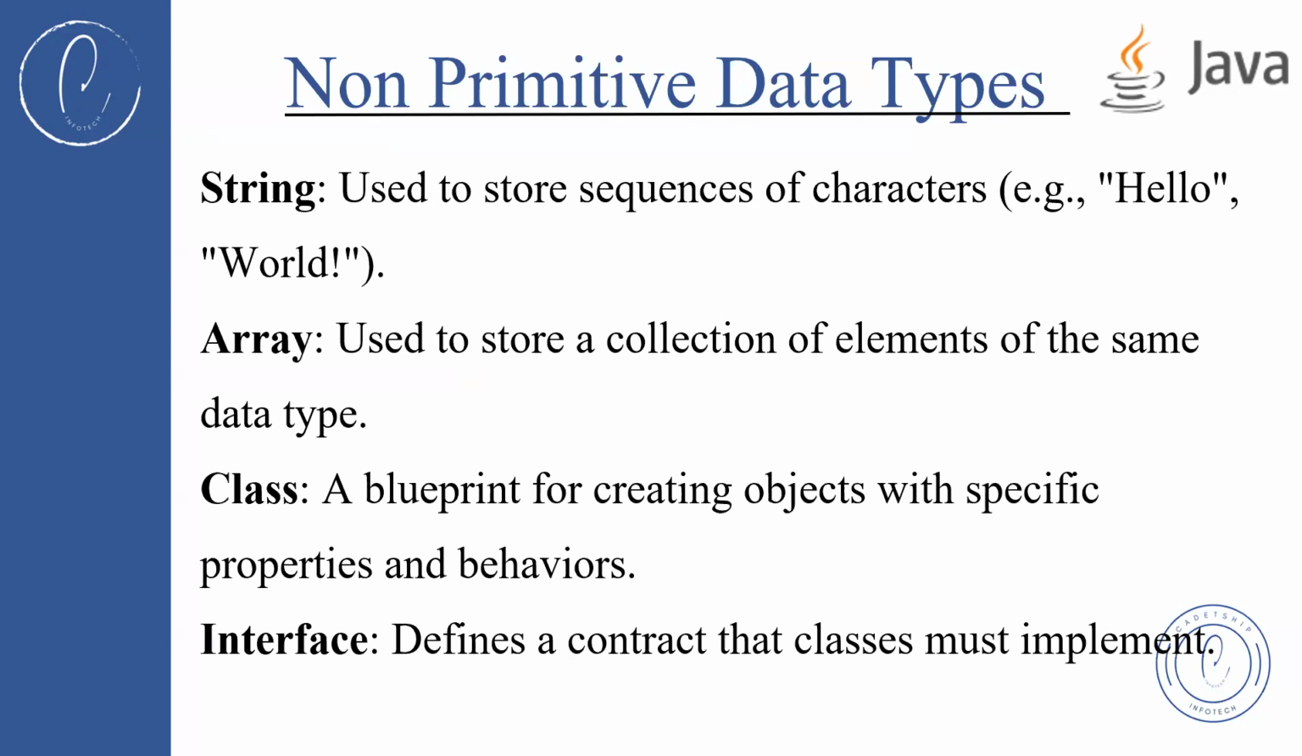We will be learning strings in detail. Then we have arrays. Arrays are a collection of elements of the same data type that are stored in contiguous memory locations. We will also learn about it. Class: we know that in Java, basically everything is executed inside a class. We will learn that a class is a blueprint for creating objects with specific properties and behaviors. We will be learning how to create different variables and methods in a class.